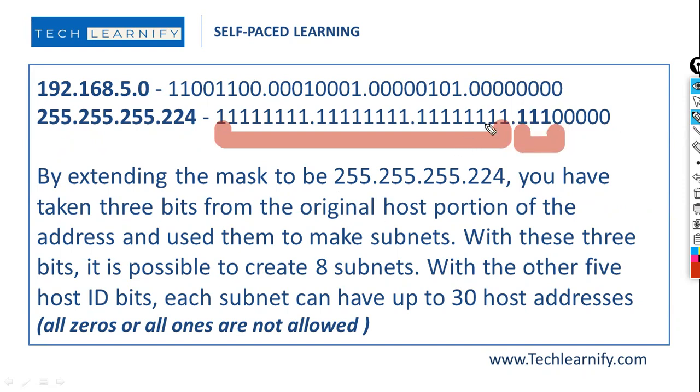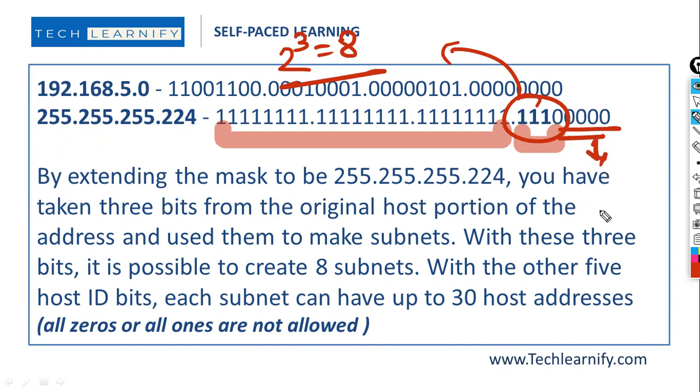From the host portion. And if 3 bits are borrowed, it means in total there will now be 8 subnets, 2 raised to the power 3. And how many hosts per subnet? 2 raised to the power 1, 2, 3, 4, 5, right? 5 zeros and then minus 2, right? And I hope you all understand why minus 2.